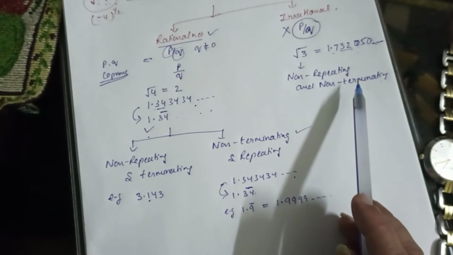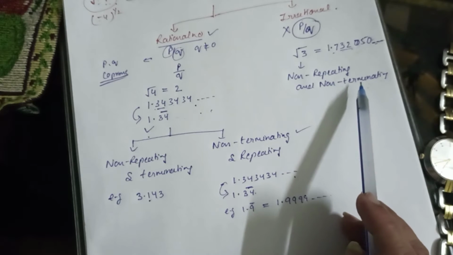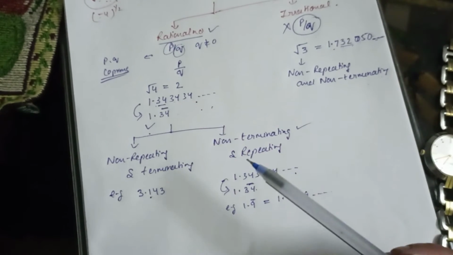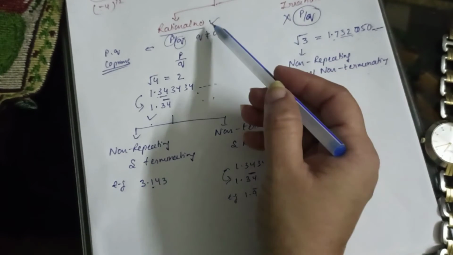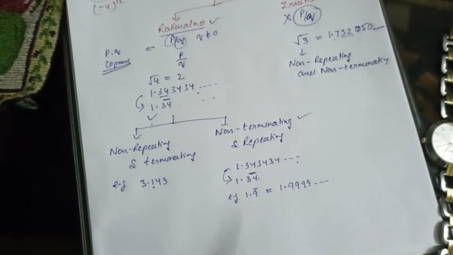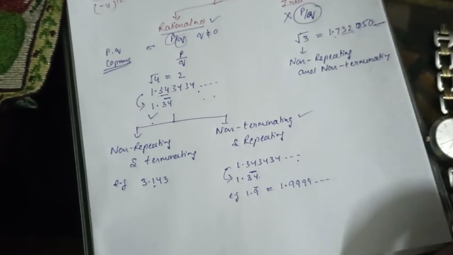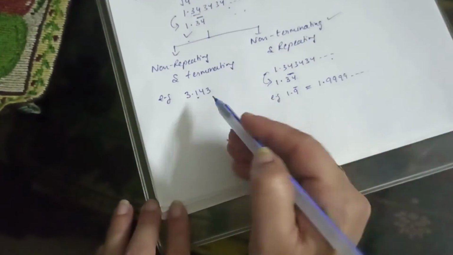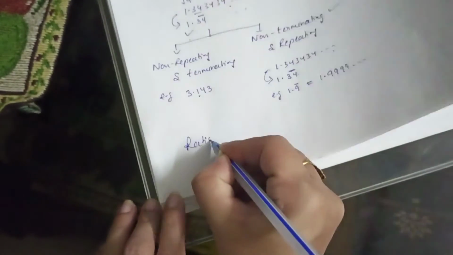Okay, so next we must learn that real numbers are again categorized into positive, negative and zero. Positive, negative and zero rational numbers we further divide.